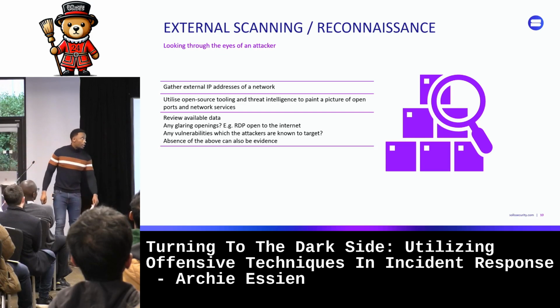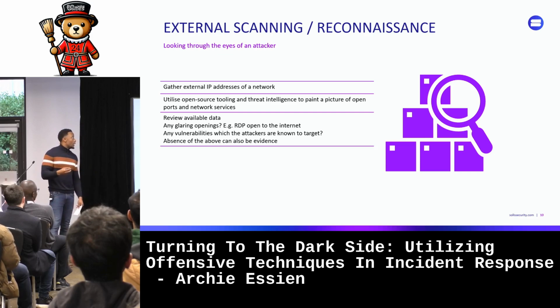So the scenario is we're faced with an incident where there's reconnaissance and scanning. This is going to be the context, and I'll give you an example where we're actually using techniques in a real-life scenario: gathering a list of external IP addresses on the network, utilizing open source threat intelligence to paint a picture of open ports and network services, and reviewing the available data for any glaring openings, potentially the RDP port.